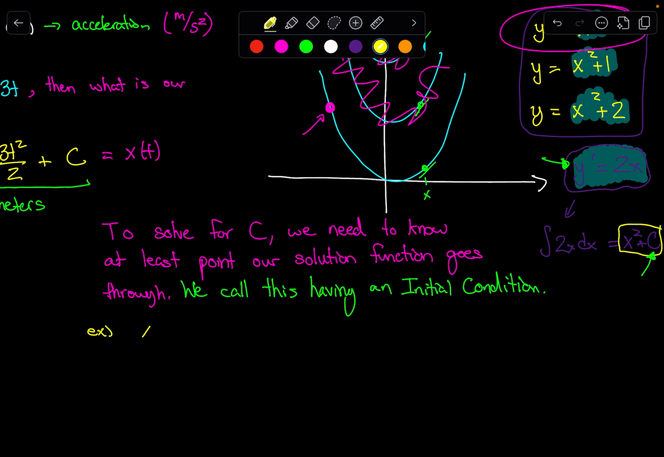Let's say that I know for a fact that my velocity function, x prime of t, is equal to 2t. So very similar to this. But I also know for a fact that one of the points that my solution function goes through, let's say that at t equals 0, my graph is equal to 1. So I know for a fact that the point (0, 1) is on my solution function. That's a point that's going to be on this graph.